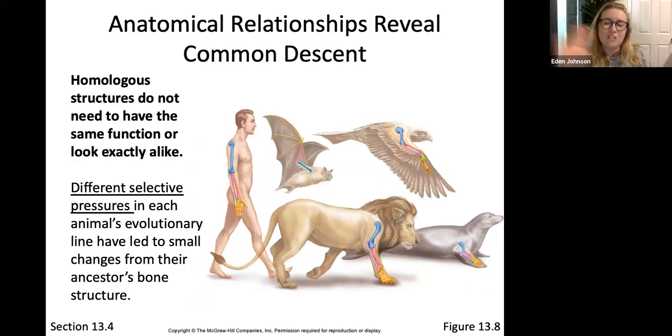Okay. They don't have to look exactly the same at all or have the same function. So for instance, the function that this bat uses with this bone configuration is to help it fly. Are we flying with that same bone configuration? No. Okay, so different functions, but overall similar structure. That's because they have different selective pressures in each animal's evolutionary line that led to small changes from their ancestors' bone structure. Different ways in the way they used it, different ways in the way they looked, okay? They don't have to all look the same to be homologous.